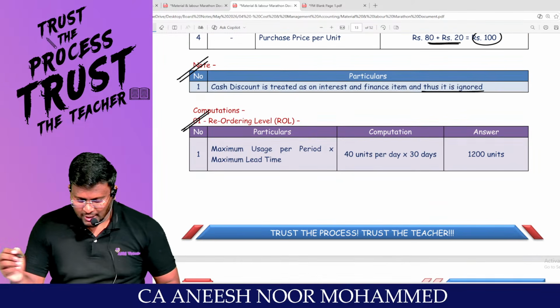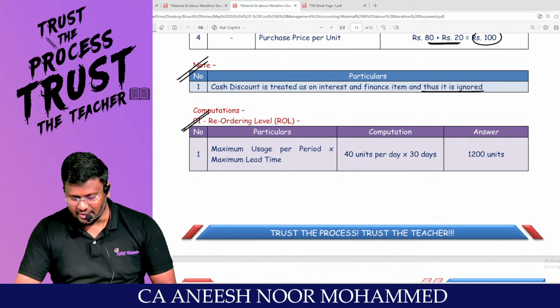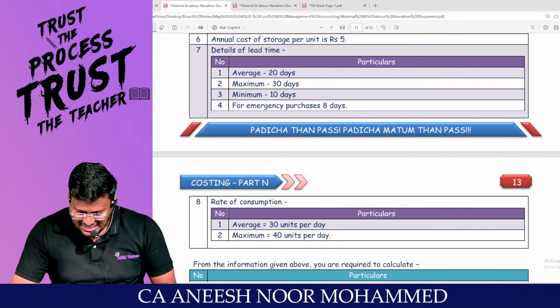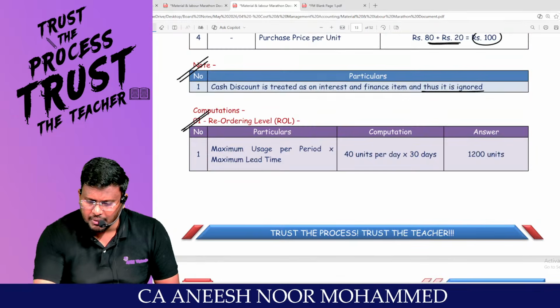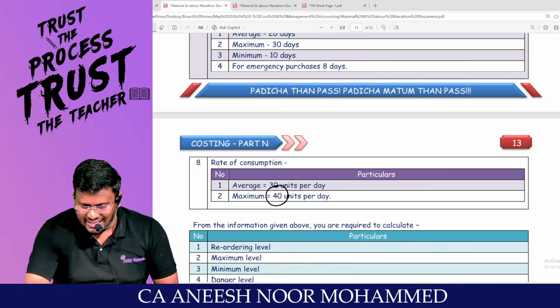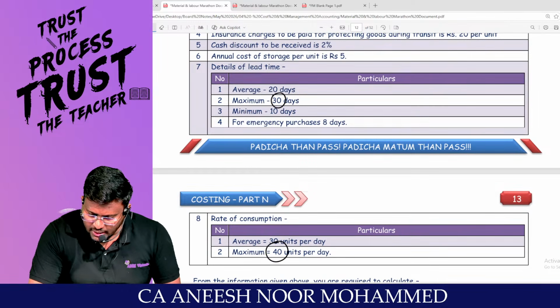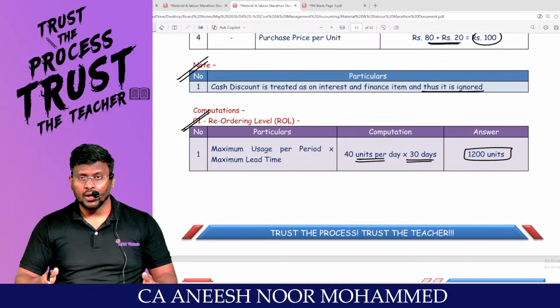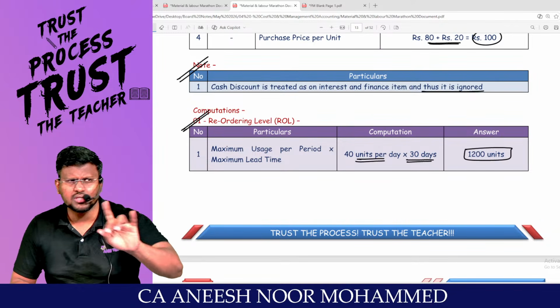Am I right, sir? So maximum consumption into maximum lead time. What is the maximum consumption? Let me use the question. The maximum consumption is 40 units per day. So 40 into what is the maximum lead time? Maximum lead time is 30 days. So that is 1,200 units. That means in your bin, if it shows 1,200 units, go for the next order.